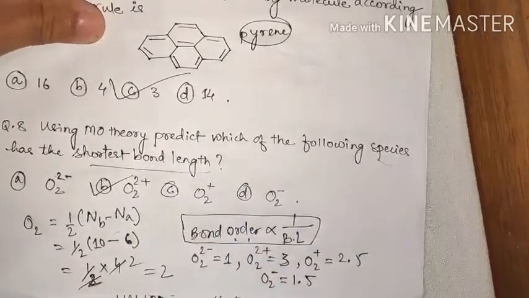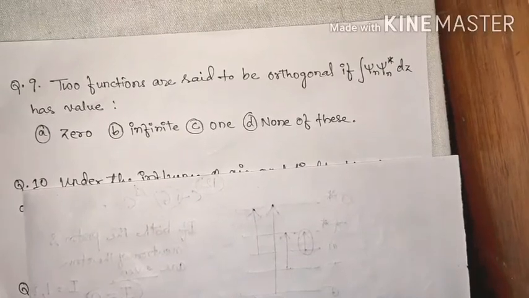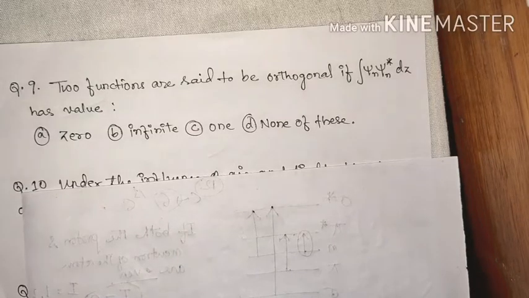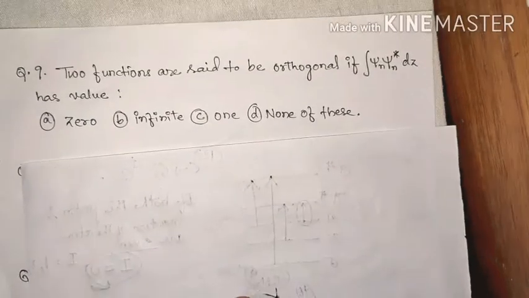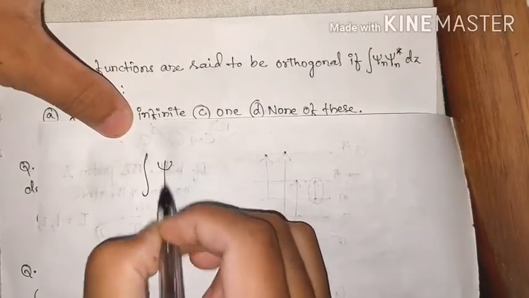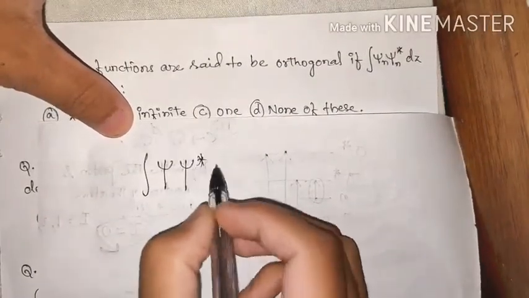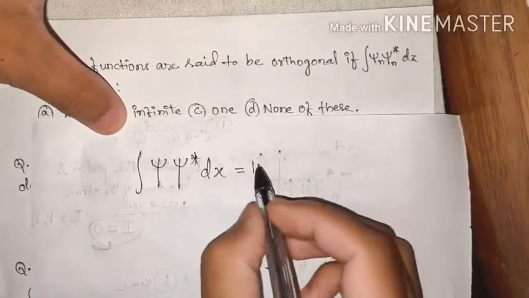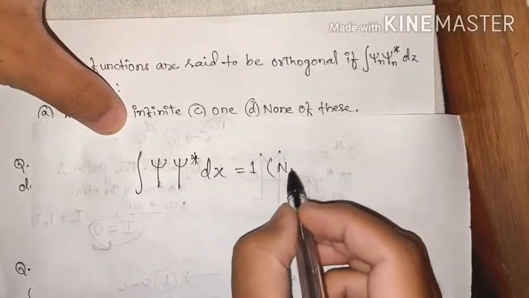Then the next question is, two functions are said to be orthogonal if the integration of psi n into psi n star dz has value 0, infinity, 1, or none of these. So what will be that? If the integration of psi star psi dx is equal to 1, then that is called normalized.